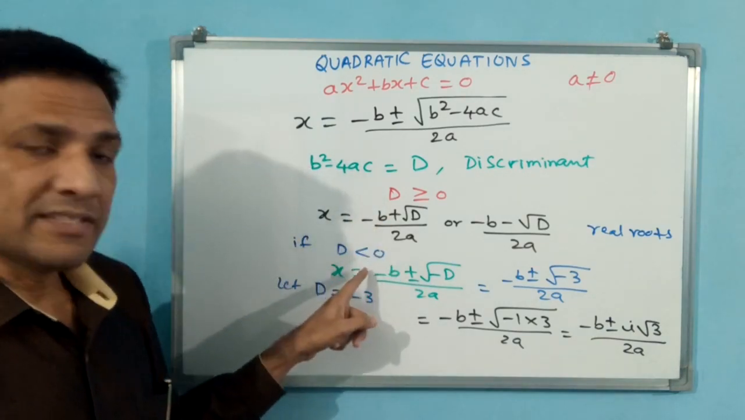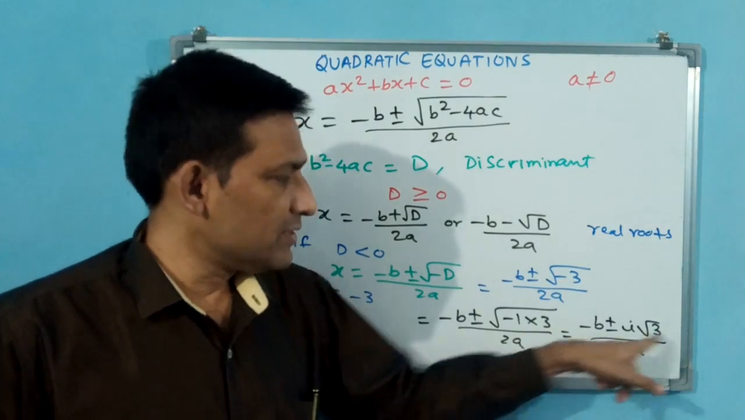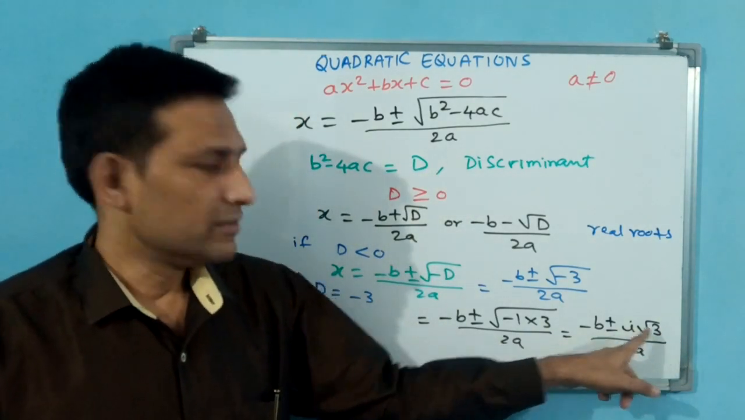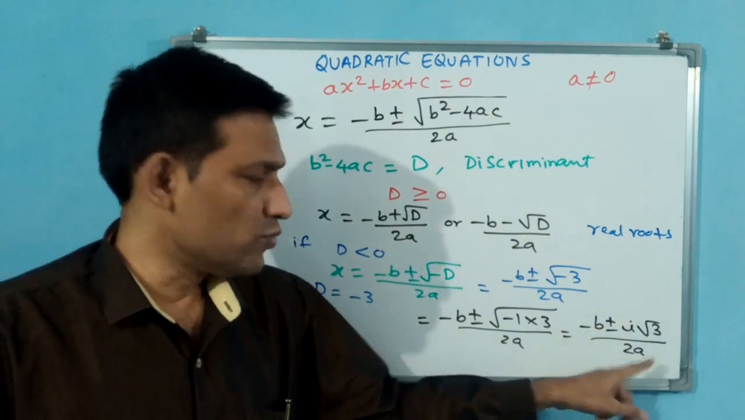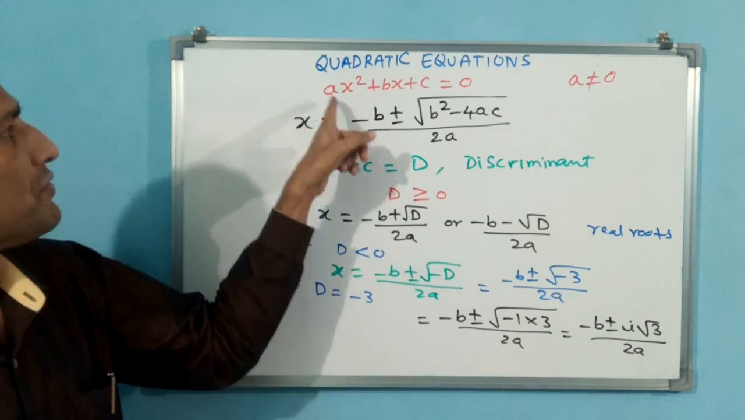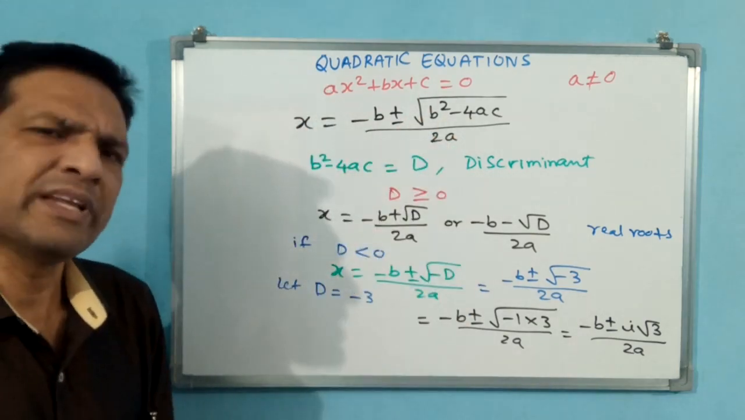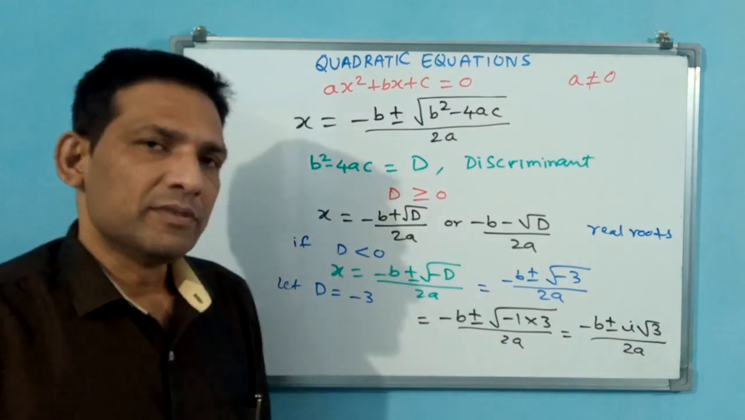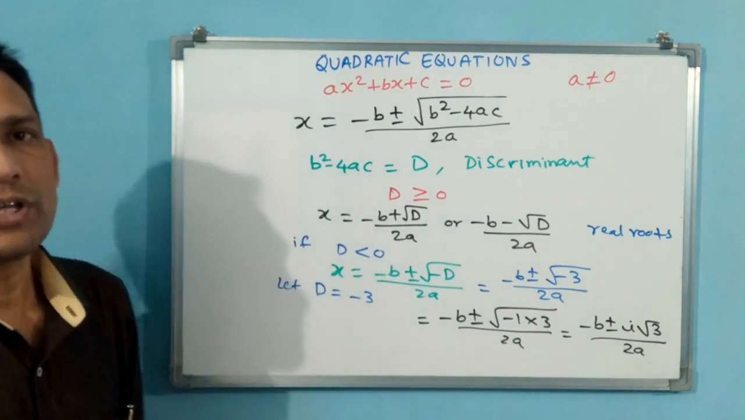You see, finally, if D is less than 0, a complex number has come. This is a complex number, and this is a real number. See, b and 2a are real numbers. We have not taken complex numbers, the coefficients always will be real numbers. Now you see, have we got a solution or not?